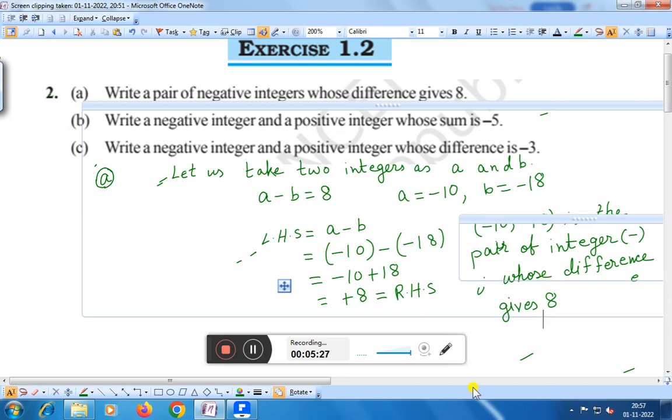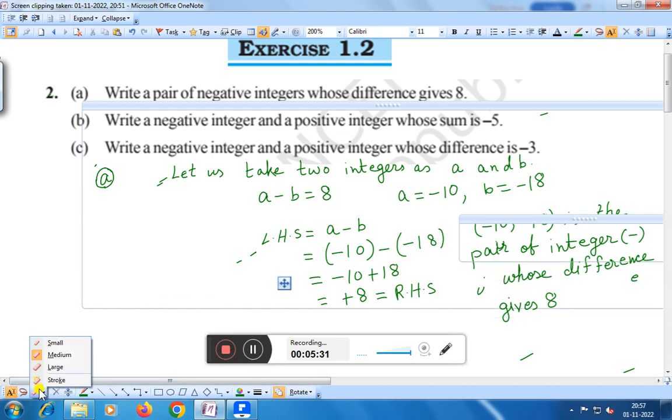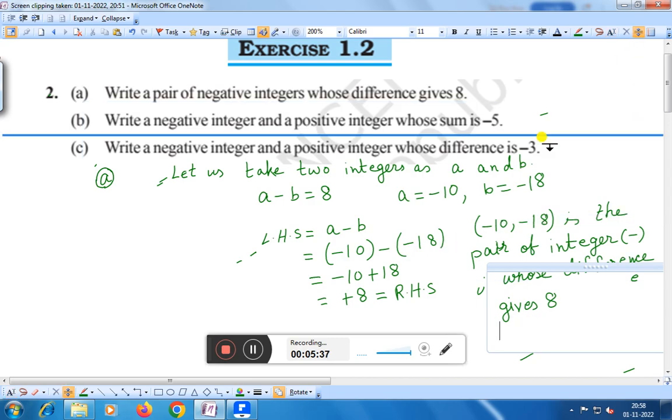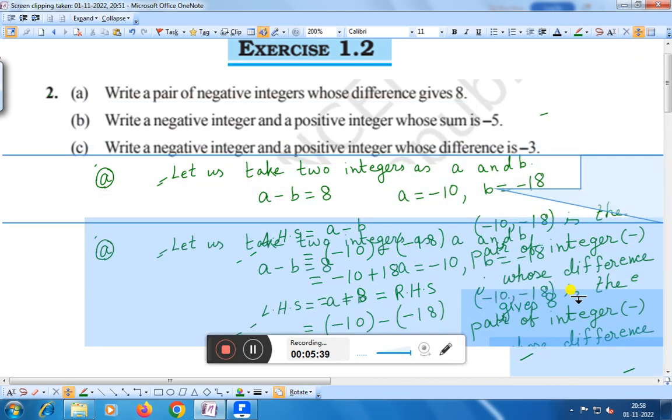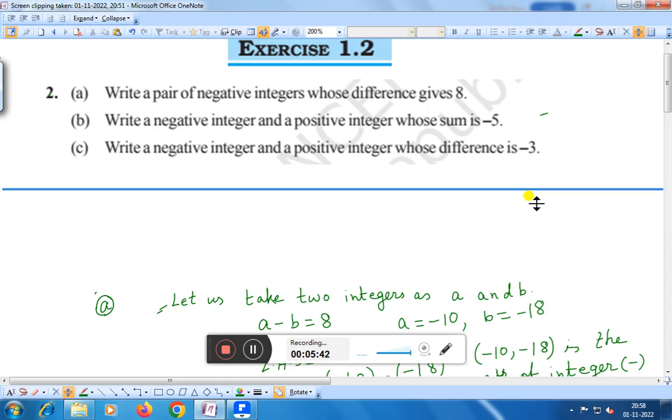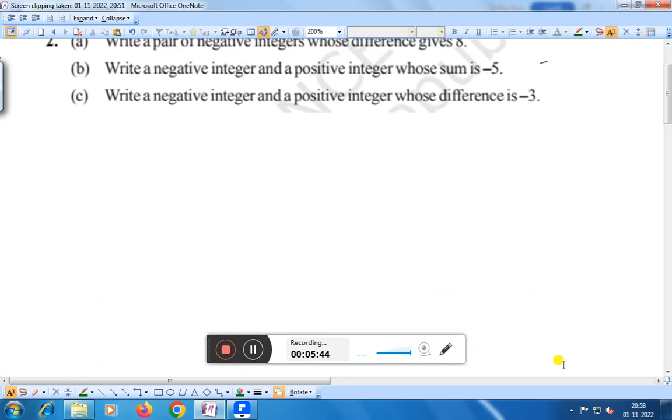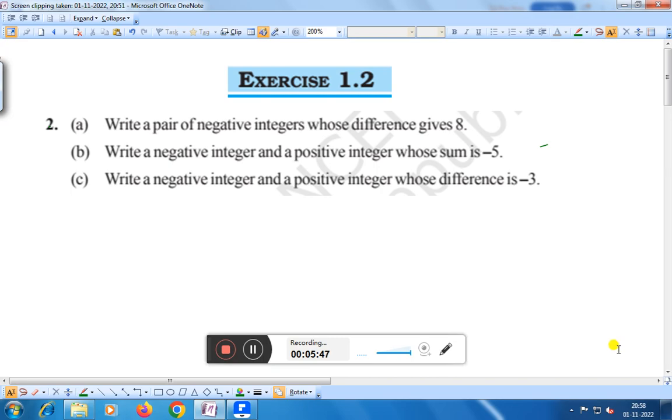Now we solve question number B. Question number B is: Write a negative integer and a positive integer whose sum is -5.